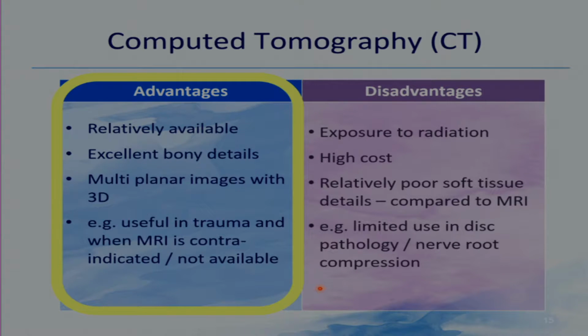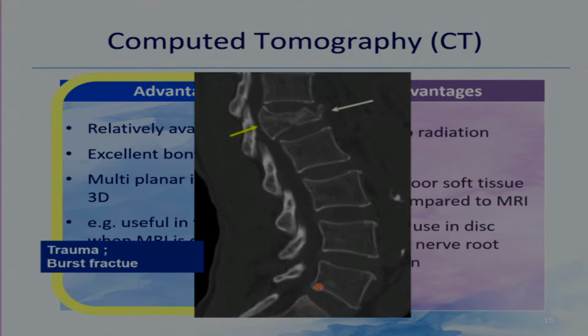Advantages of CT are it is a relatively available investigation. It gives excellent bony details. The images are available in multiple planes with 3D reconstructions. Therefore, it is useful in trauma and when MRI is contraindicated or not available. For example, this CT elegantly shows a burst fracture of L1 vertebral body.